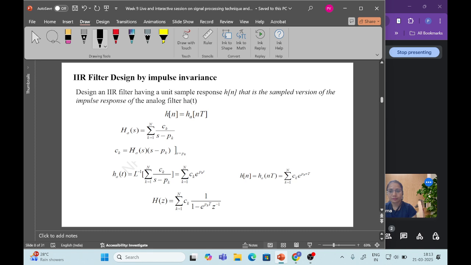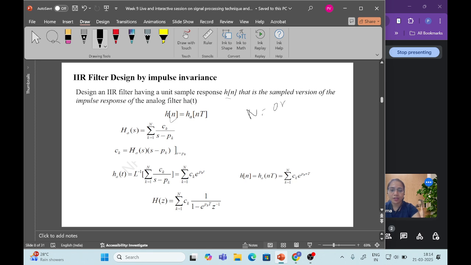Okay, so now next one is IIR filter design. There are two types of IIR filter design: the impulse invariance method and the bilinear transformation. So how will we calculate using the impulse invariance method? Design an IIR filter having a unit impulse response h(n) that is a sampled version of the impulse response of the analog filter, that is ha(t). It is represented by this, and Ha(s) is the sum of Ck divided by (s minus Pk), that means a number of poles, where n is the order of that filter.